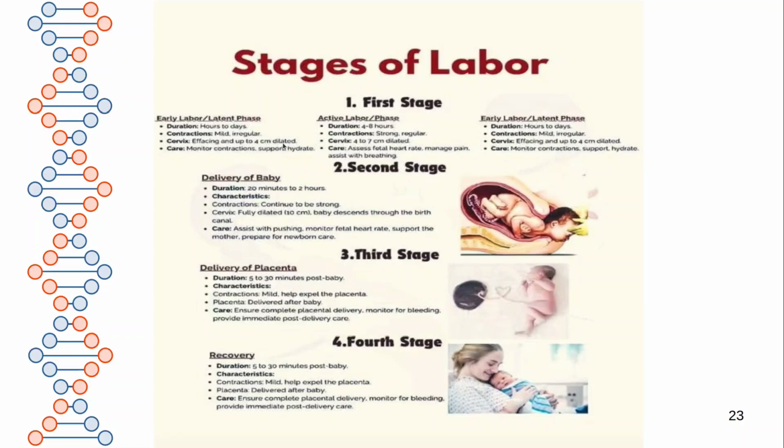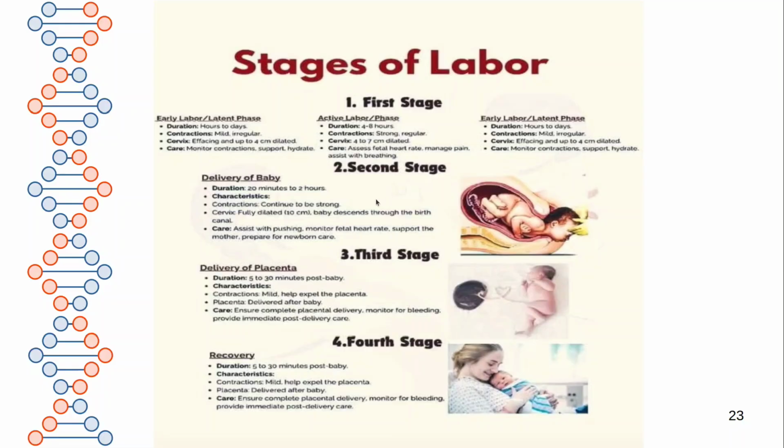Keep the mother hydrated. Active phase or active labor: this lasts 4 to 8 hours, with strong and regular contractions. 4 to 7 centimeters of cervical dilatation can be observed. Care: assess fetal heart rate, manage the mother's pain, and assist with breathing by deep breathing exercises. Early labor or latent phase: duration hours to days, mild irregular contractions, cervix up to 4 centimeters dilated. So that is the first stage of labor.